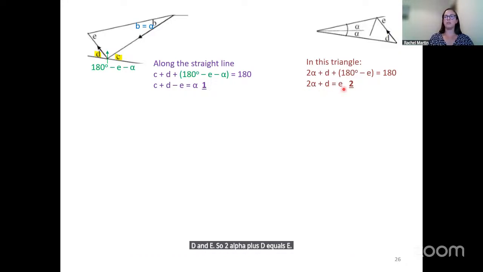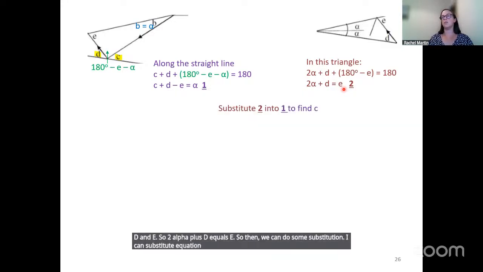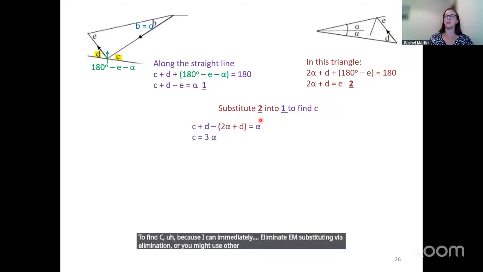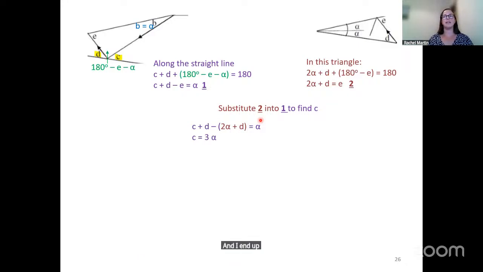So then we can do a substitution. I can substitute equation 2 into equation 1 to find C, because I can immediately eliminate E. I'm substituting via elimination, or you might use other methods of substitution or simultaneous equations. And I end up seeing lots of people saying this, C equals 3 alpha, well done.